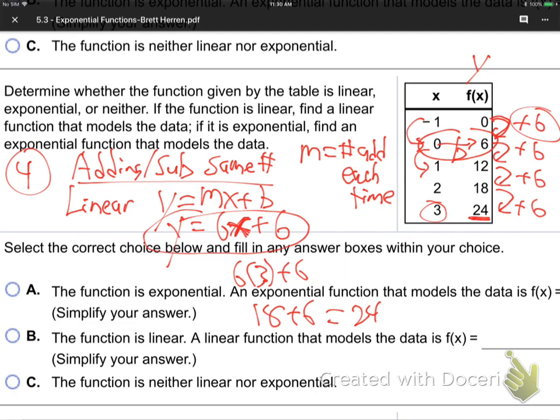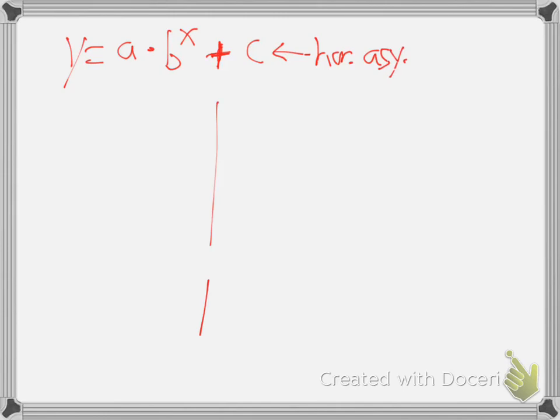So I'm going to leave this table stuff behind, if you're okay with that, and we'll go to exponential graphs. So how do they look? Y equals A times b to the x plus, I'm going to add another component now, plus c. And the c is the horizontal asymptote.